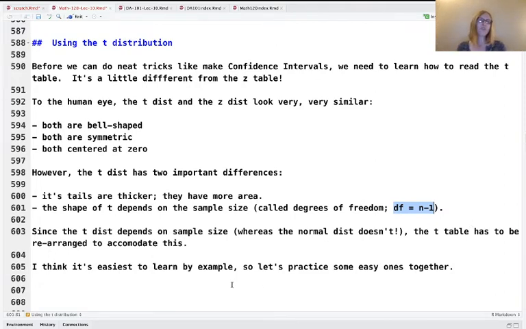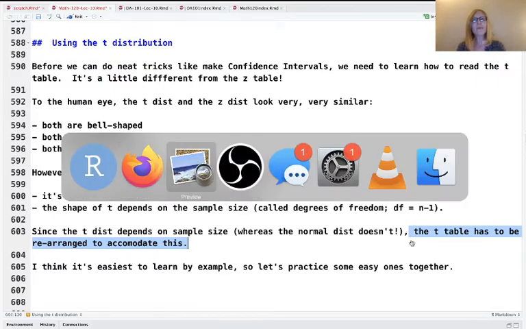So since the t-distribution does depend on sample size, whereas the normal doesn't, that means the t-table in the back of the book has to be rearranged a little bit in order to accommodate this. We can't have a different table for every different degrees of freedom, so things have to be reorganized a little bit. Let me just take a look with you guys right now.